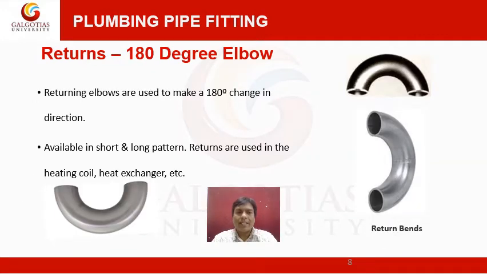Returns, 180-degree elbows. Return elbows are used to make a 180-degree change in direction. They are available in short and long patterns as per the need and requirement. Returns are used in heating coils, heat exchangers, etc.